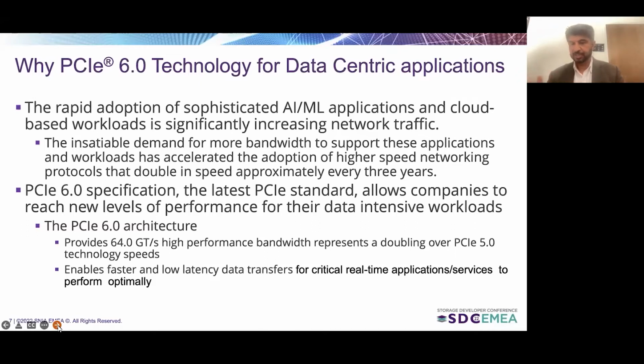And that's exactly what the PCIe SIG has been doing over the last 15 to 20 years. PCIe 6.0 specification, the latest PCIe standard, allows companies to reach these new levels of performance for their data-intensive workloads. The PCIe 6.0 architecture, as I mentioned earlier, provides 64 gigatransfers per second of high-performance bandwidth, which represents a doubling over the PCIe 5.0 technology speeds. It also enables faster and lower latency data transfers for critical real-time applications and services to perform optimally.